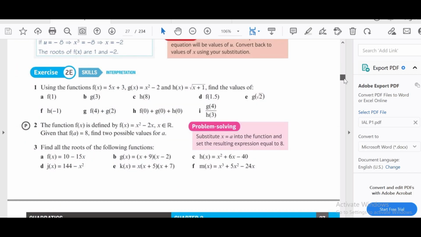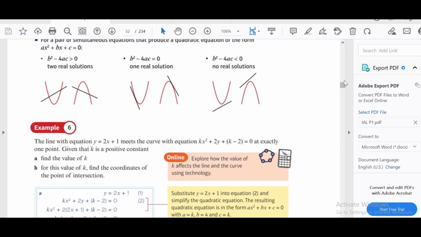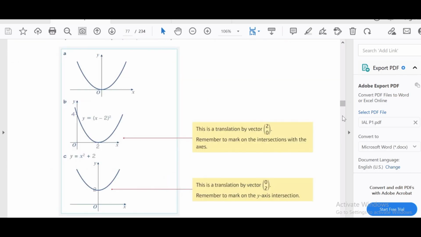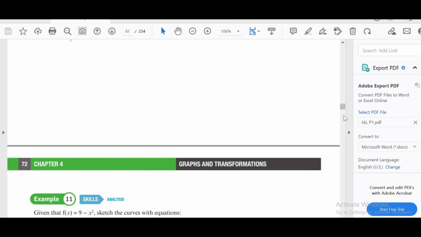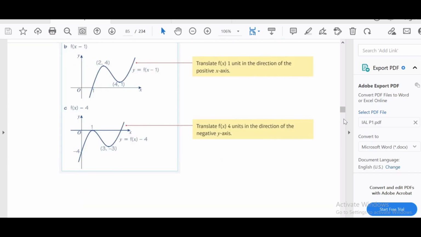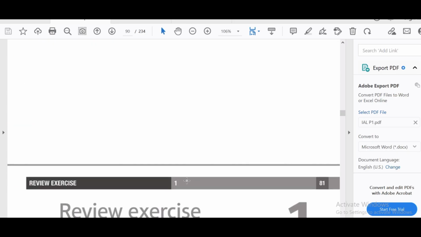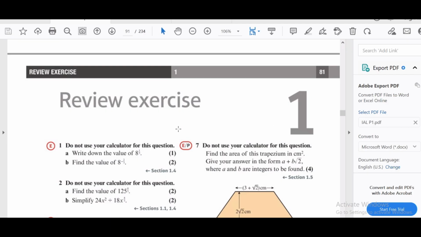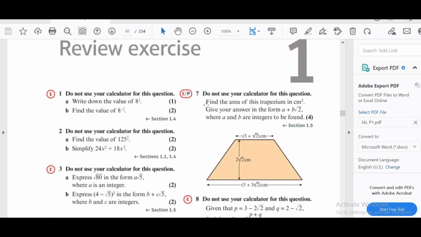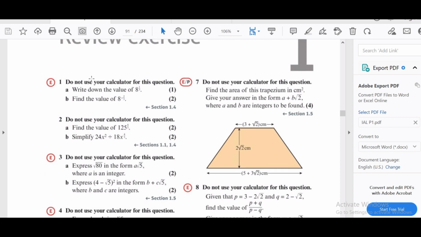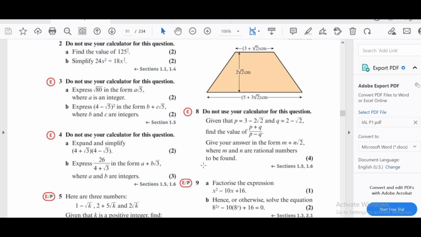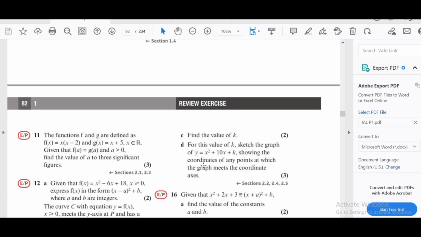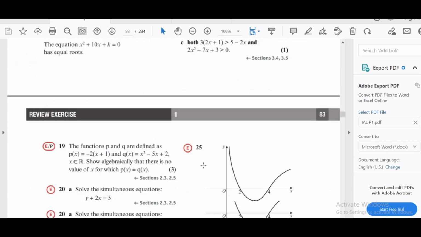So if you finish 4 chapters, there is something called review exercise. You will see review exercise after chapter 4. Review exercise 1 consists of questions from chapter 1 to chapter 4. Sometimes they take questions from this exercise also. Similar pattern questions. Here also questions are marked as E and E/P, right? These questions are very important. You have to go through these questions.